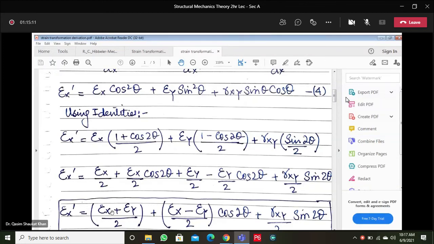But our equation before the simplification, or you can say before putting the identities, we got this equation: epsilon x dash is equal to epsilon x cos square theta plus epsilon y sin square theta plus gamma xy sin theta cos theta. The strain rosette uses this equation.